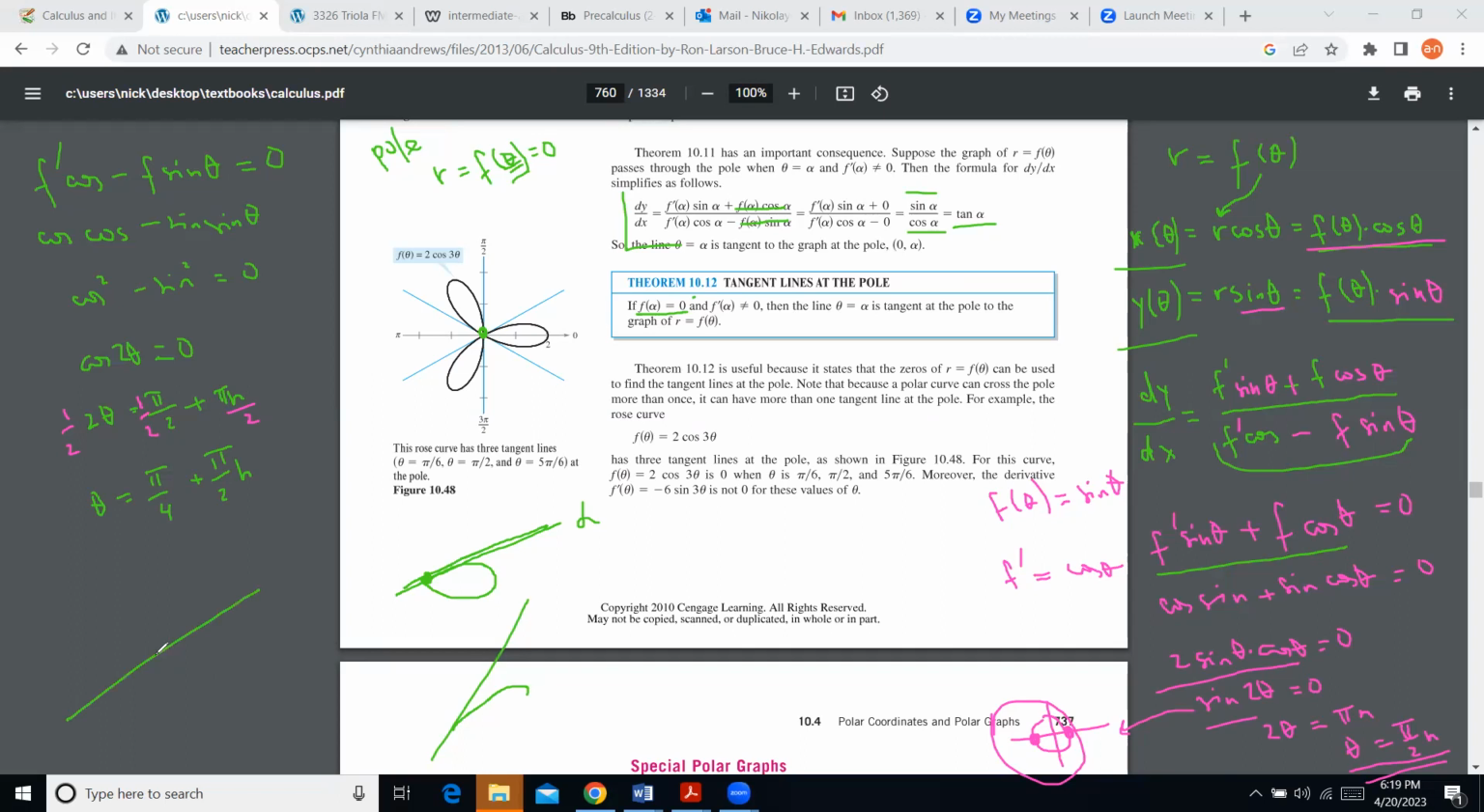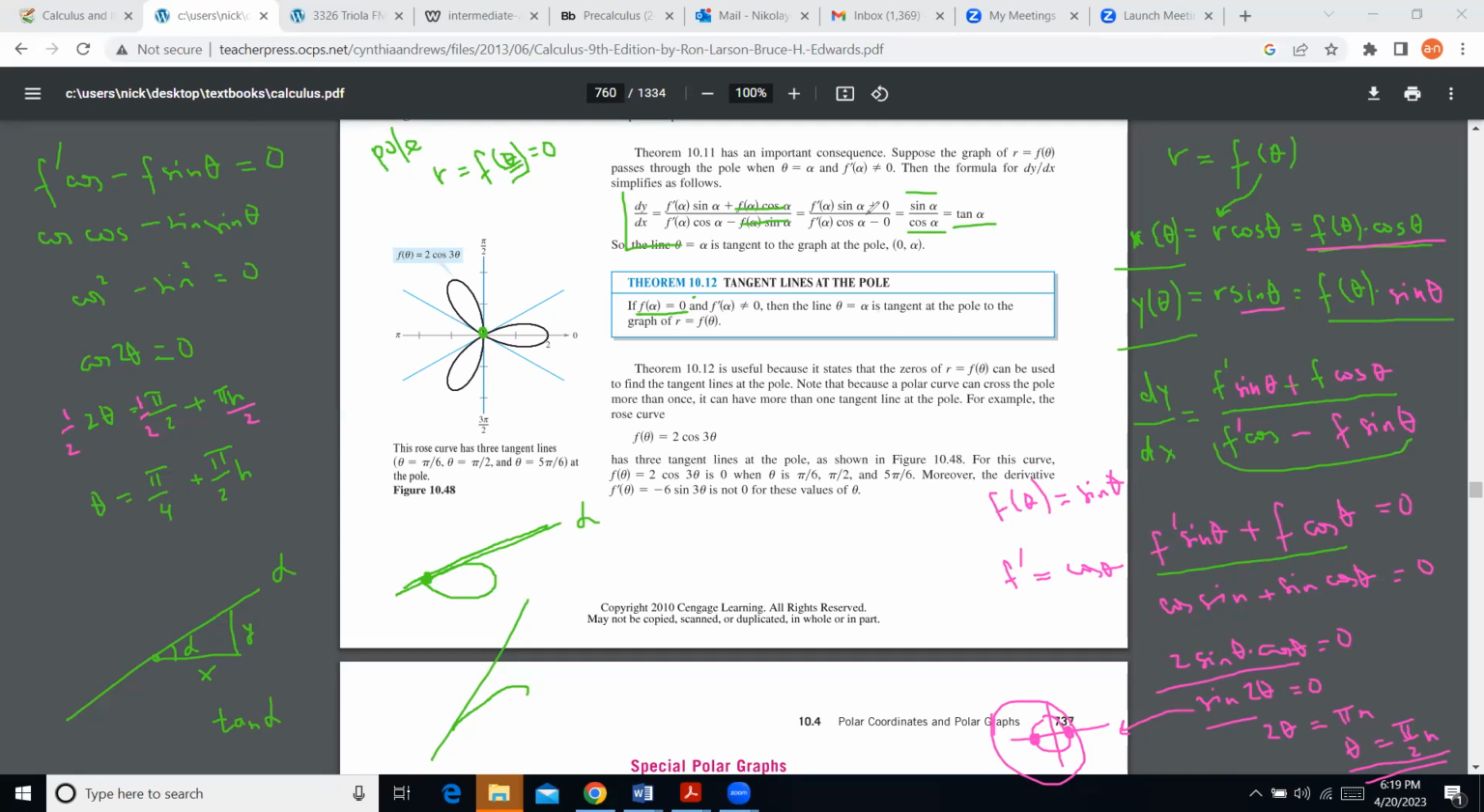So the actual, remember, y over x, the opposite over adjacent, that's going to be the tangent of that alpha. And that's the line that they're talking about. So that's angle alpha. So it's worth giving a little thought to how it works.